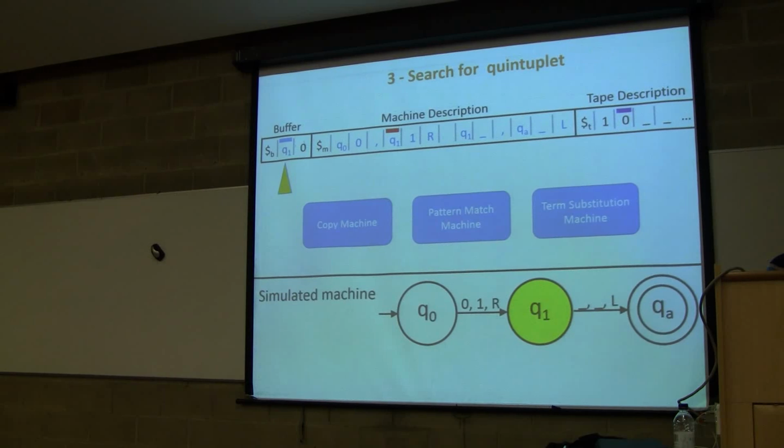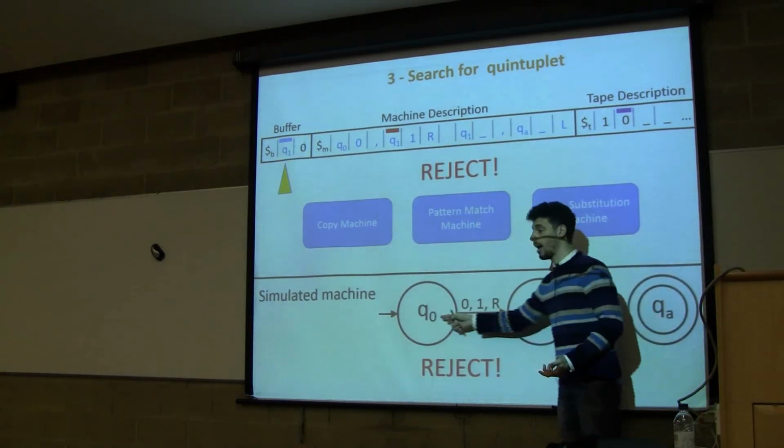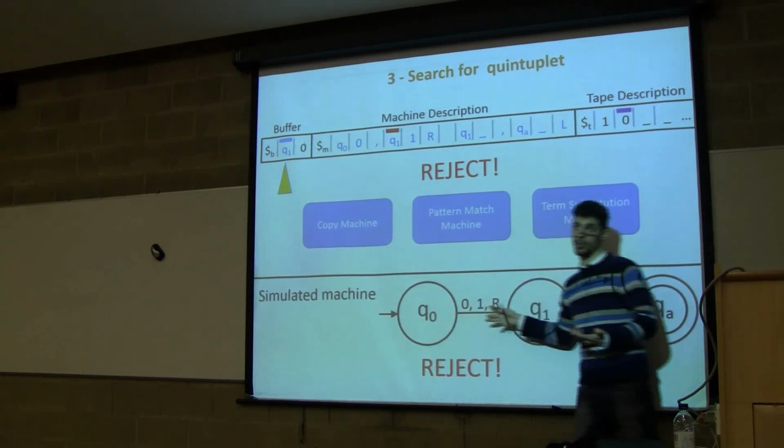So the pattern match machine tries to find the rule. So it tries, okay, the first rule, doesn't work. It's not the same. Pattern doesn't match. Second rule, again, it's not the same. But there's no other rule in the machine description, and in fact, the universal Turing machine rejects exactly like the simulated Turing machine was supposed to.